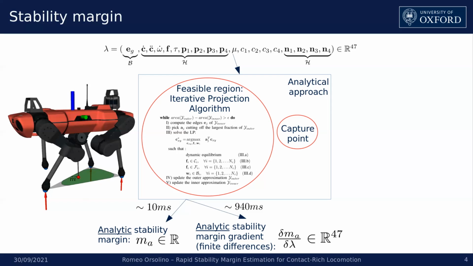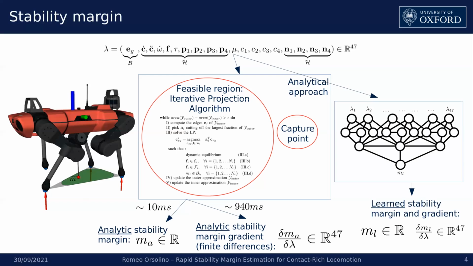Based on these motivations, we decided to resort to a data-driven approach, and we tried to estimate the feasible region using a multi-layer perceptron. The benefit of this choice is twofold. Not only does the MLP allow us to drastically reduce the inference time when calling this function, but it's also a differentiable function that can be employed for nonlinear trajectory optimization.